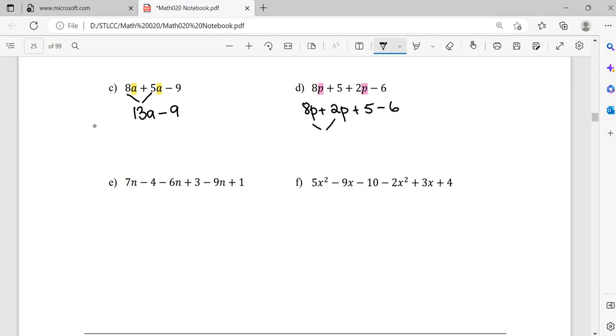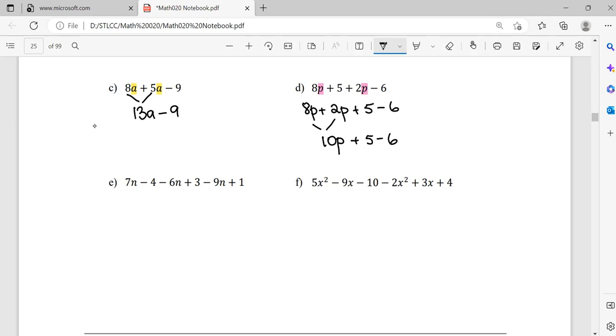Okay. So 8 plus 2 is 10. 10p plus 5 minus 6. And I can combine these two, 5 minus 6. We're jumping it a little bit ahead here because the answer is negative. So 5 minus 6 is a negative 1.